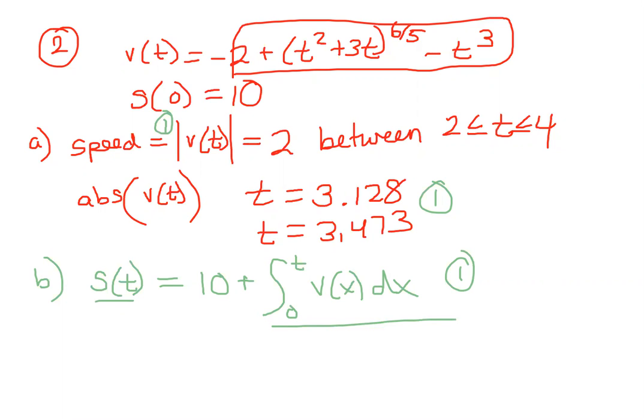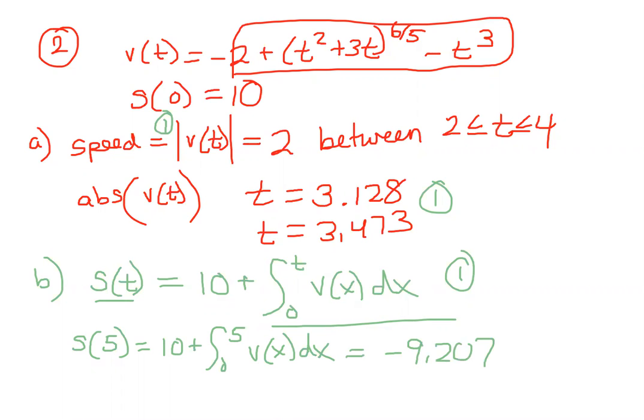Then it says use this to find s of 5. So you're going to substitute in 5 there, and you're going to do this on your calculator, and you get negative 9.207. All right, you get 1 point for writing that expression, and you get 1 point for this answer.